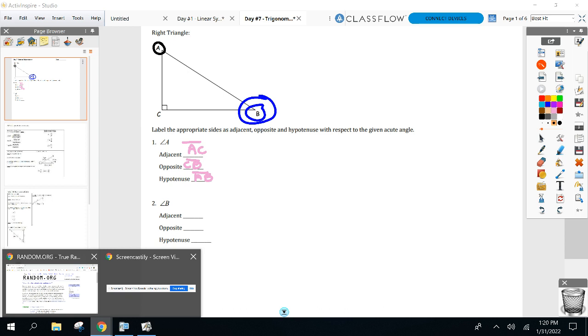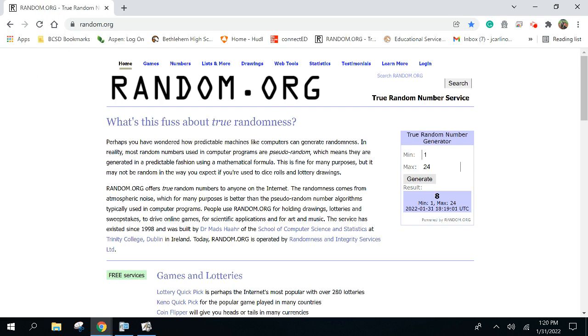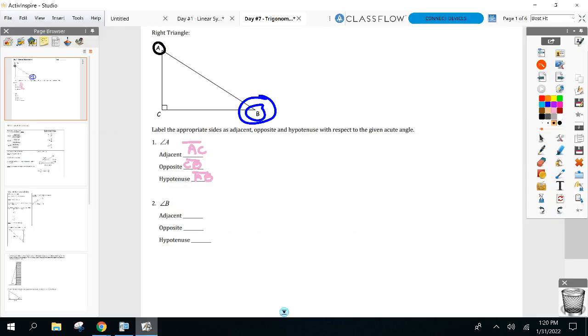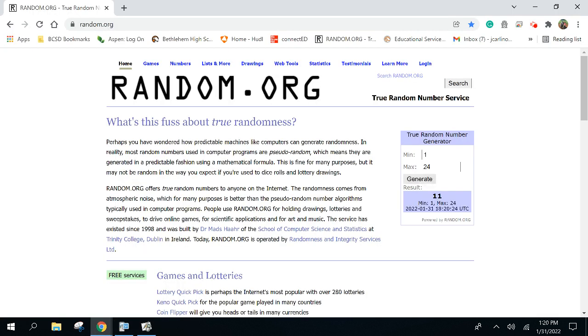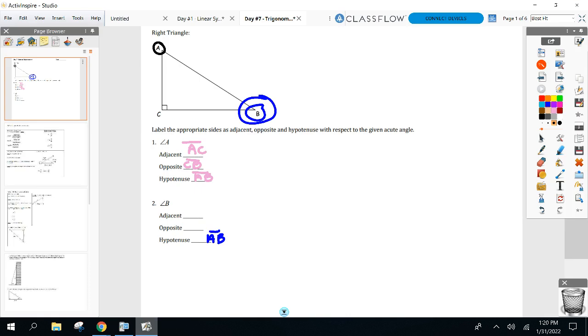How about the adjacent side? Actually, let me start with the hypotenuse again. What's my hypotenuse? Still AB. What's the opposite side to angle B now? AC, good. And the adjacent side, process of elimination, right? CB or BC.